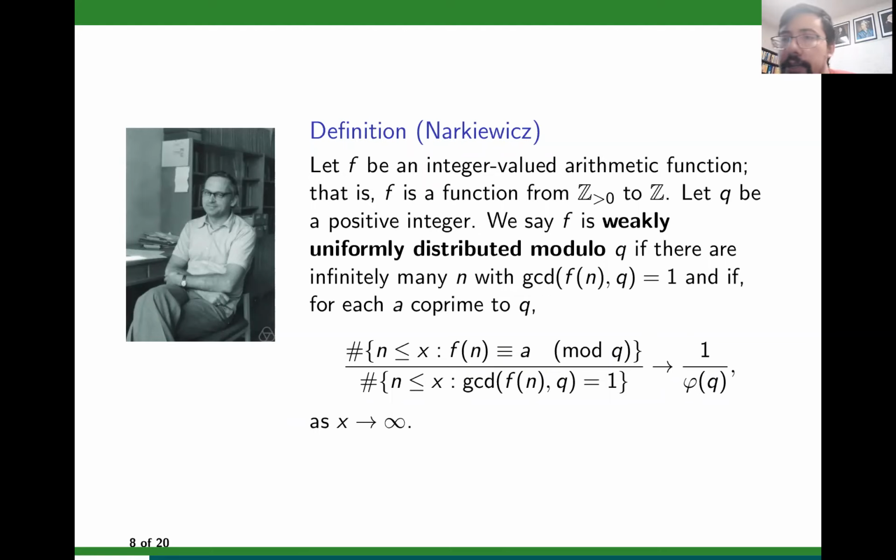if, first, there should be infinitely many n where the GCD of f of n with q is 1. So f of n should be coprime to q infinitely often. And then for every integer a that's relatively prime to q, the proportion of n for which f of n is a mod q, taken out of all the n's for which the GCD of f of n and q is 1, that limiting proportion should be 1 over phi of q. So weak uniform distribution is like uniform distribution, but I'm just thinking about the n's where f of n is relatively prime to q. Phi of n was certainly not uniformly distributed modulo q, but maybe it's weakly uniformly distributed modulo q.